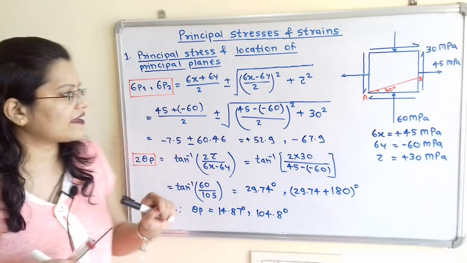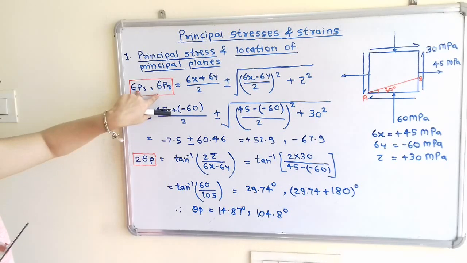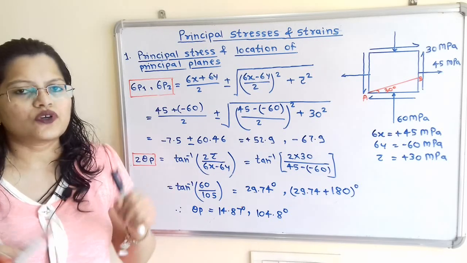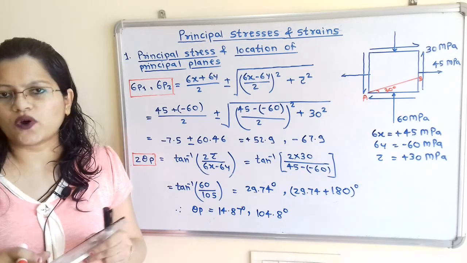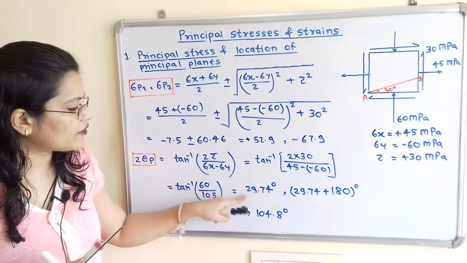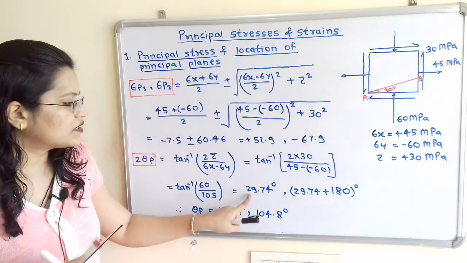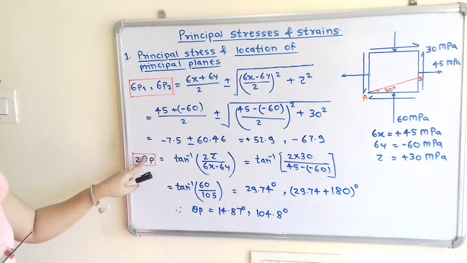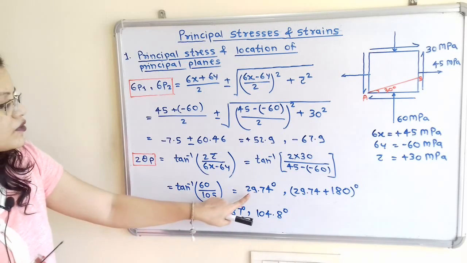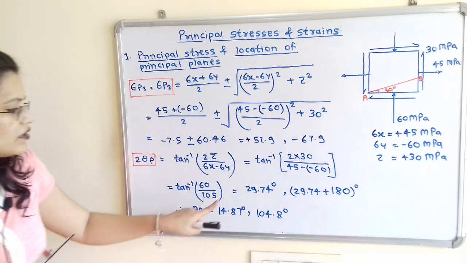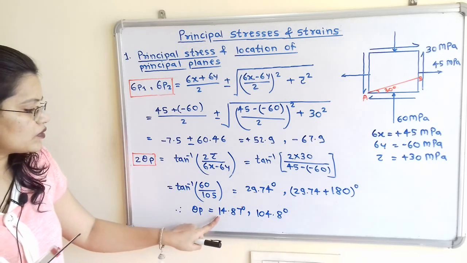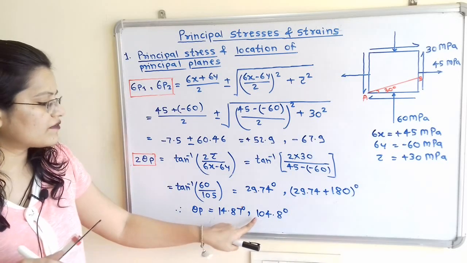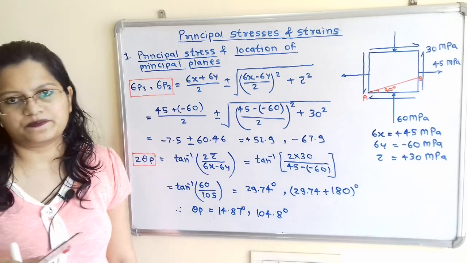So this is the first angle, but there are two values for this magnitude of stress. So how to get the second value? We have to take this value in the third quadrant, that is we have to add 180 degree to this angle. So this is the first angle and this is the second angle. Now we want the answer in terms of theta p, so we have to divide by 2. So 29.74 divided by 2 is 14.87 degree, and the second divided by 2 is equal to 104.8 degree.